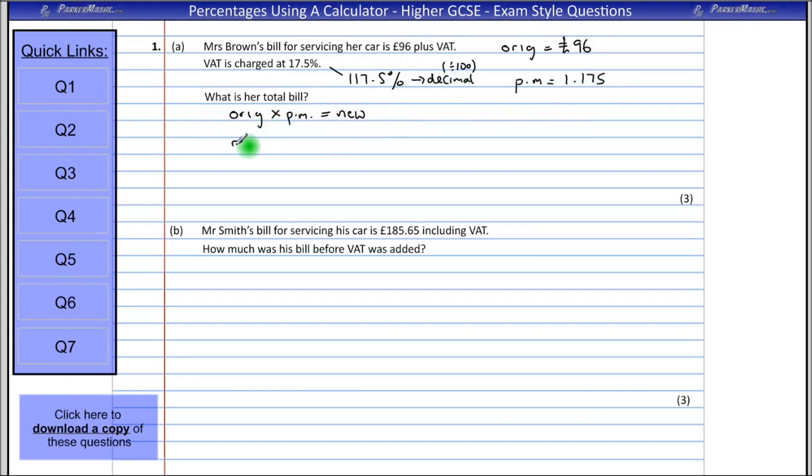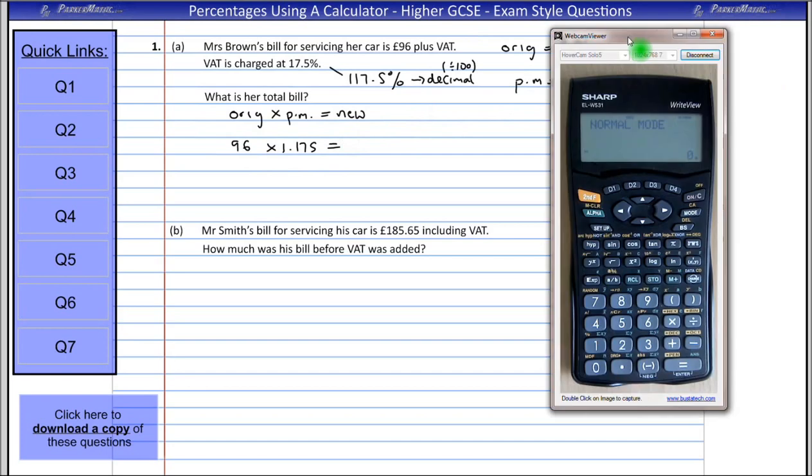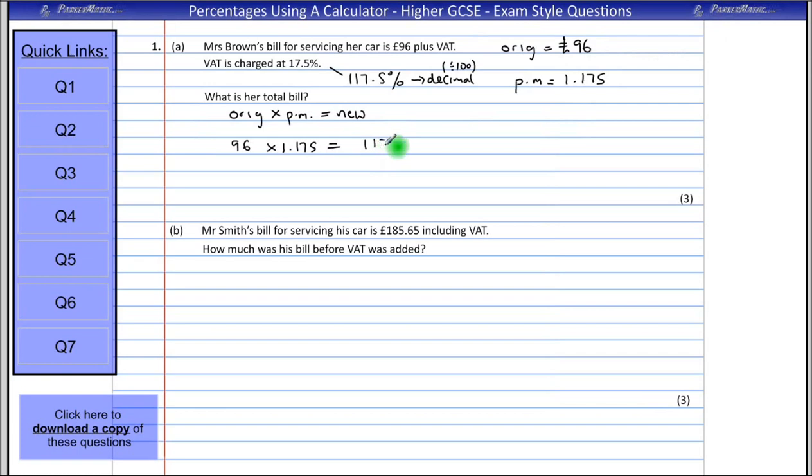So we're going to do 96 times 1.175. We get 112.8. But because we know this is an amount of money, we'll put a pound sign at the beginning and make it into 80 pence. So the total bill is £112.80.